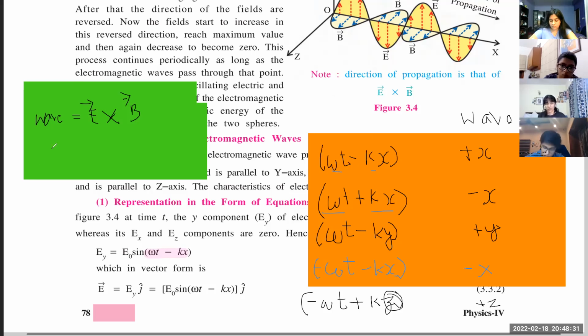One more thing you write. The wave speed, which is c: c is E naught by B naught. So this is all you need. Using this, you can always write B given E and E given B. These are the three points on the orange box. The second is that the wave is E cross B, and the third is wave speed, which is c, the speed of light.